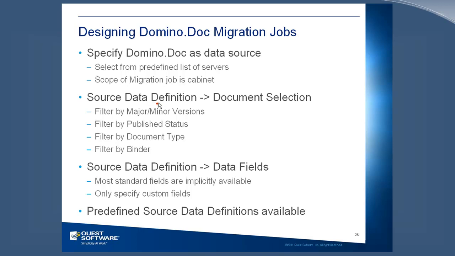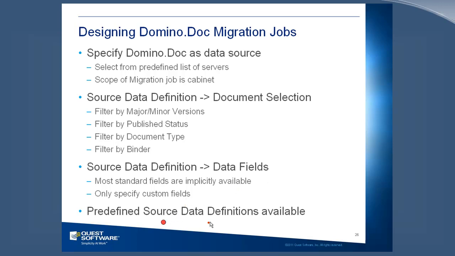For the source data definition, when you're selecting documents, similar to what I showed you in QuickPlace, we have special Domino.Doc constructs that show through. Domino.Doc has versioning, so you can say I only want the major versions or minor versions, only published documents, certain document types, and so on. For the data fields, once again, all the standard data is predefined for you, so you don't have to declare that. You only have to specify the custom fields you want, very similar to what I showed you for QuickPlace.